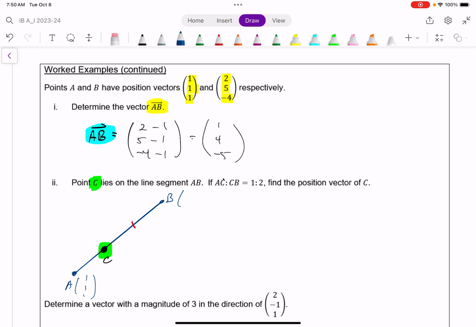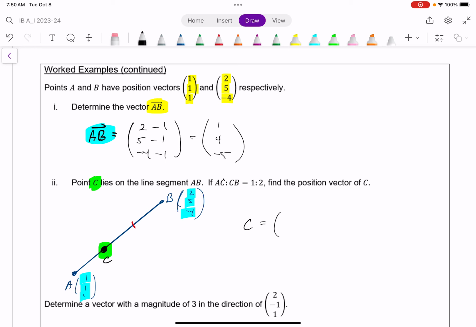And we know where B is, it's at 2, 5, negative 4. So this is between them, but if it was halfway, I would just find half the distances between 1 and 2, between 1 and 5. It's 1/3 of the way. So I want to find 1/3 of the distance between 1 and 2, 1/3 of the distance between 1 and 5, and so on. And so therefore, C must be at 1/3 of the way between 1 and 2.